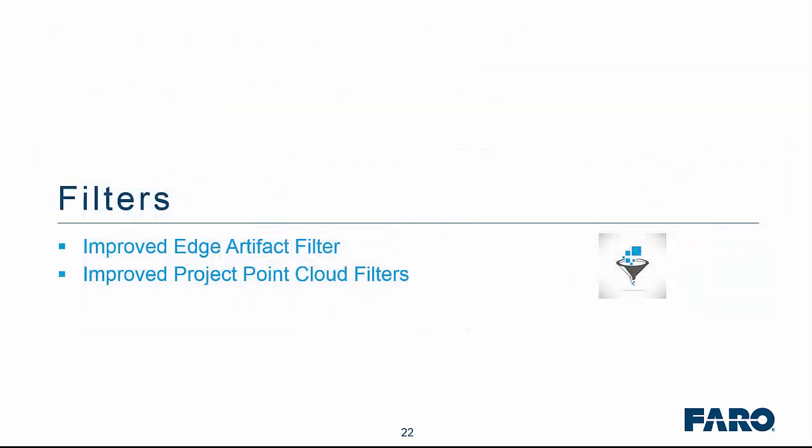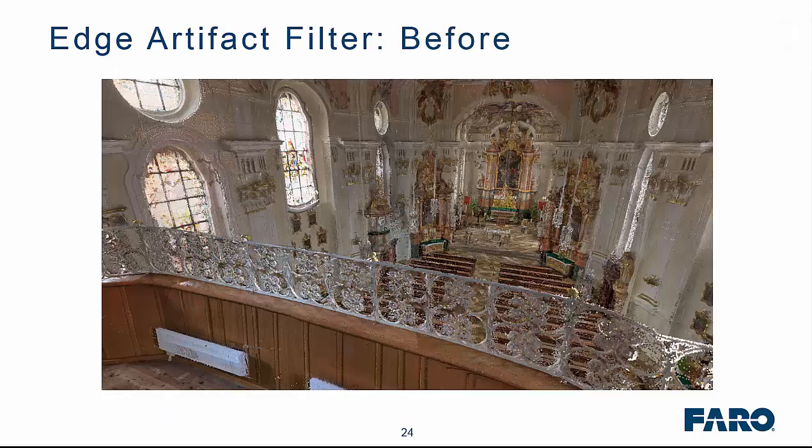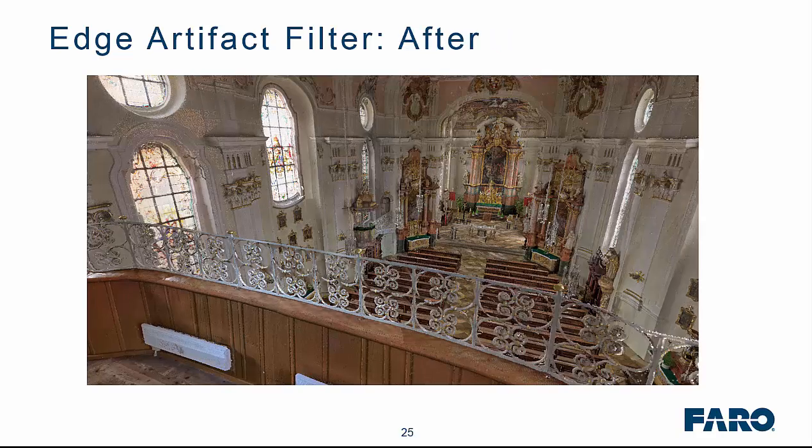We move over to the filters, so when we're processing the data, when we first imported it into Scene, we've got a completely new edge artifact filter. So on the left here you can see we've got quite a lot of edge flare on the flag, but as we process the data in Scene 7, you can see the majority of that data has disappeared to give us more quality data. Here it becomes more apparent, especially when you're looking at the handrail or the balustrading around the front of this balcony. This is what it would look like in Scene 6.2. But in Scene 7, after we've applied that filter, you can see the cleanliness of the data.